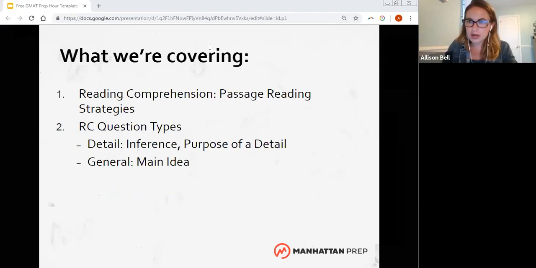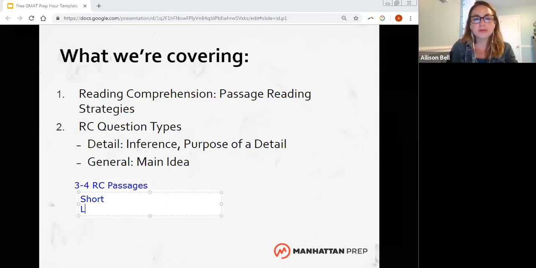So first of all, let's talk about how long you should take on reading comprehension. On the GMAT, you're going to get 3 to 4 reading comprehension passages. Some of them may be short, so they might be 1 long paragraph or 2 normal size paragraphs. Some of them may be long, so they may be 3 or 4 paragraphs long. Your general range for reading a passage on reading comp is about 2 to 3 minutes, and you want to adjust that so that you're spending closer to 2 minutes on a passage that is shorter and closer to 3 minutes on a passage that is longer.